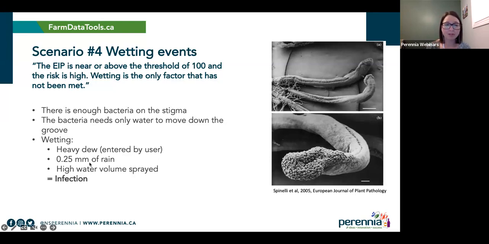It can be 0.25 millimeters of rain, or it can be a high water volume sprayed by the sprayer, unintentionally wetting the flowers. So you want to be really careful when wetting is the missing factor, because any of these wetting events can lead to infection.